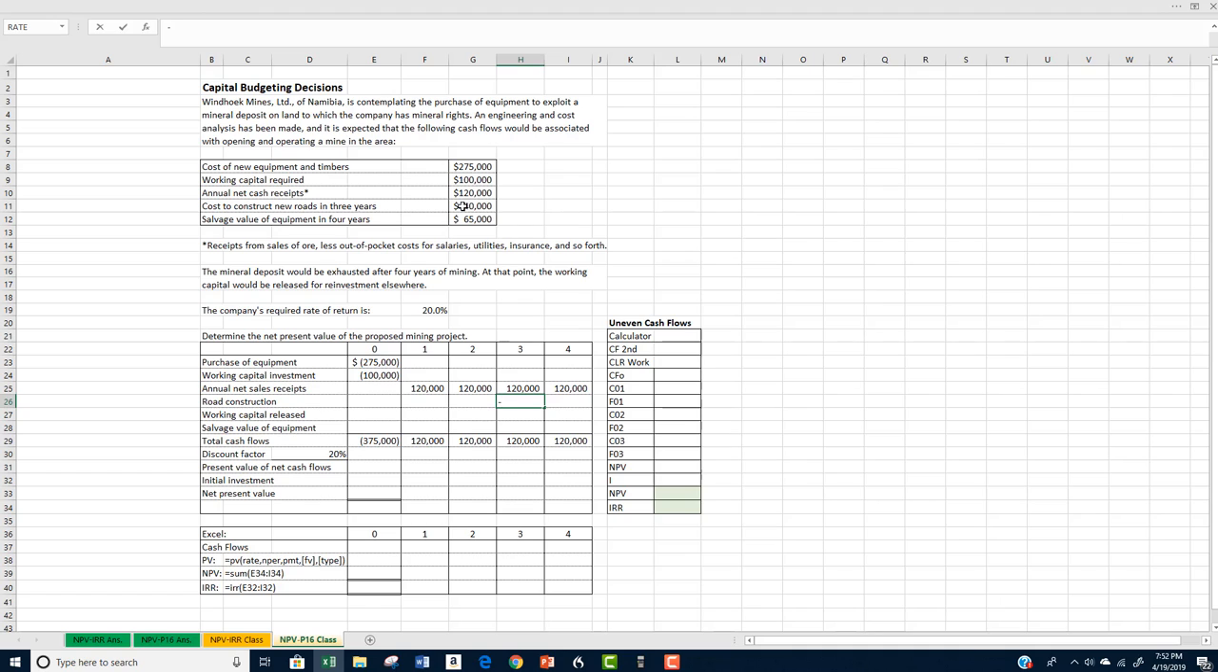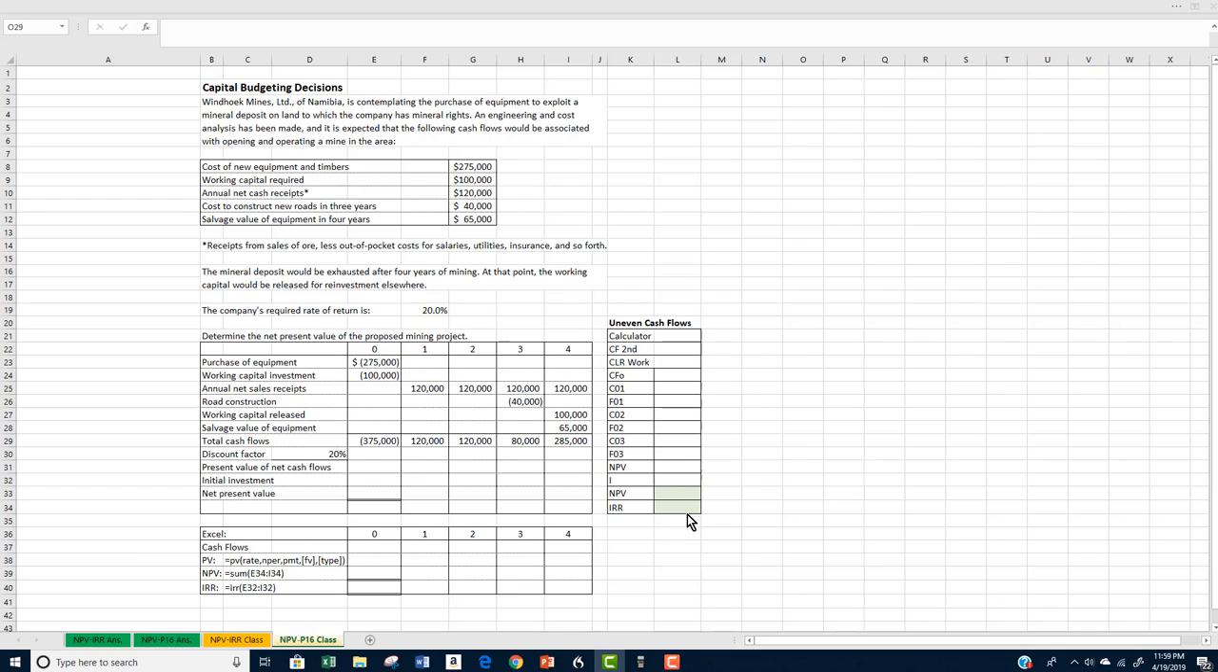Both the salvage value and the release of working capital are treated as cash inflow amounts during year 4, resulting in a total cash inflow of $285,000 at year end. The minimum required rate of return is 20%. Because the rate is used to discount all future cash flows, it is the discount rate.